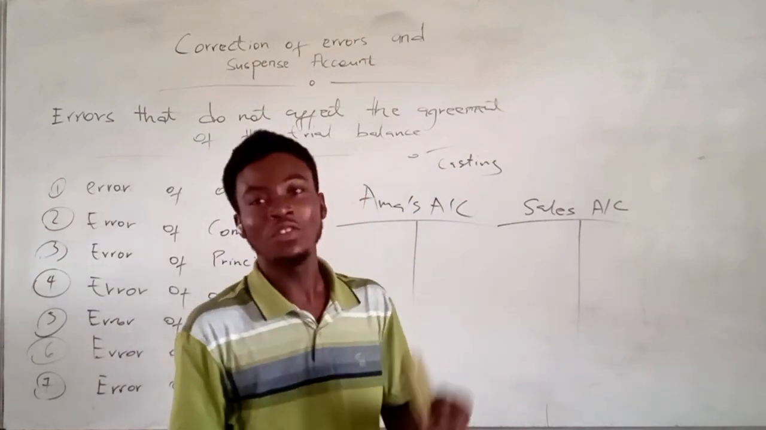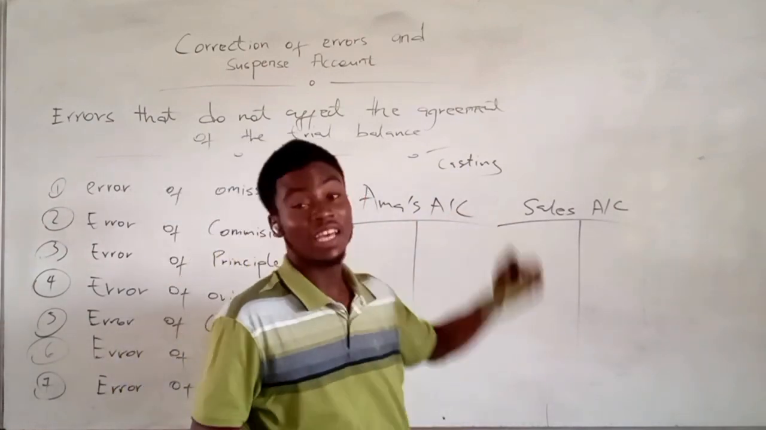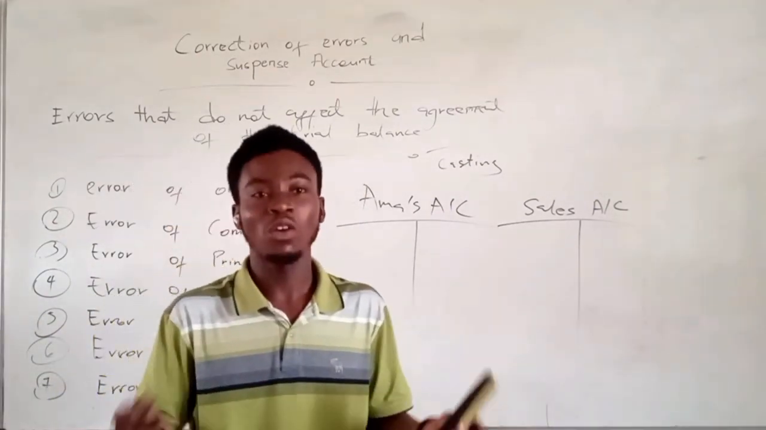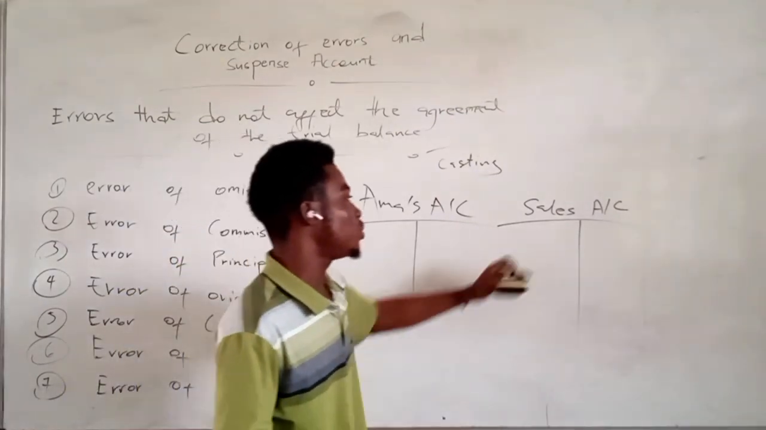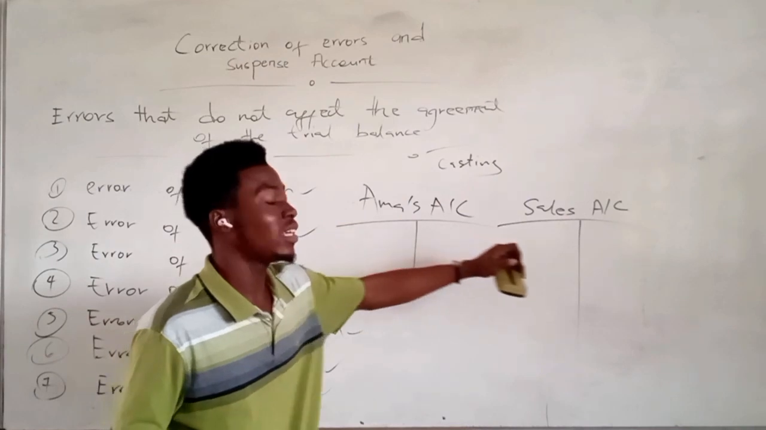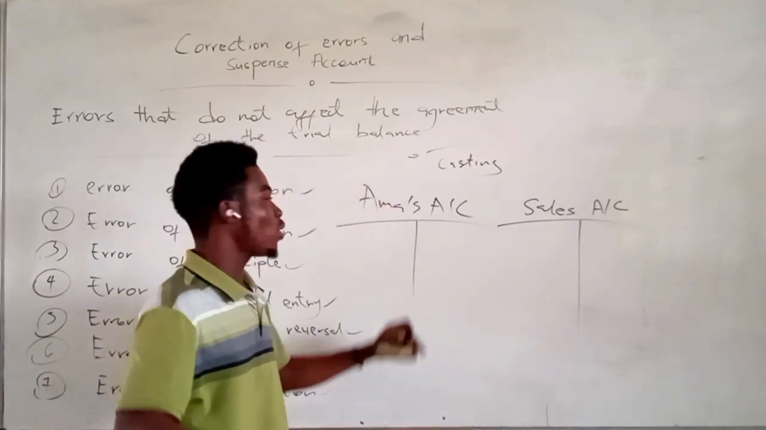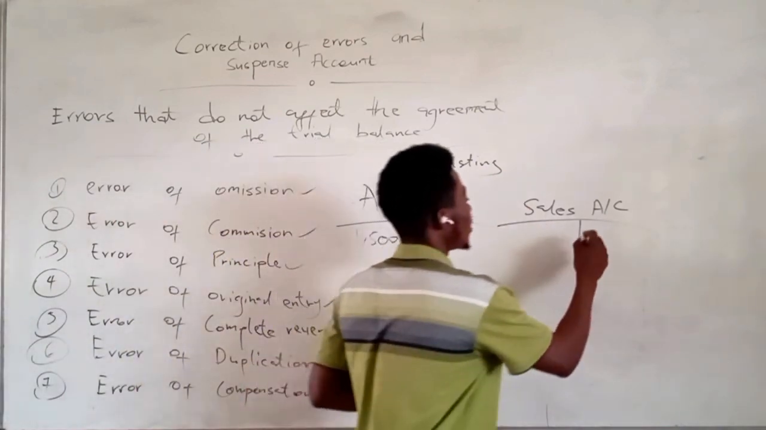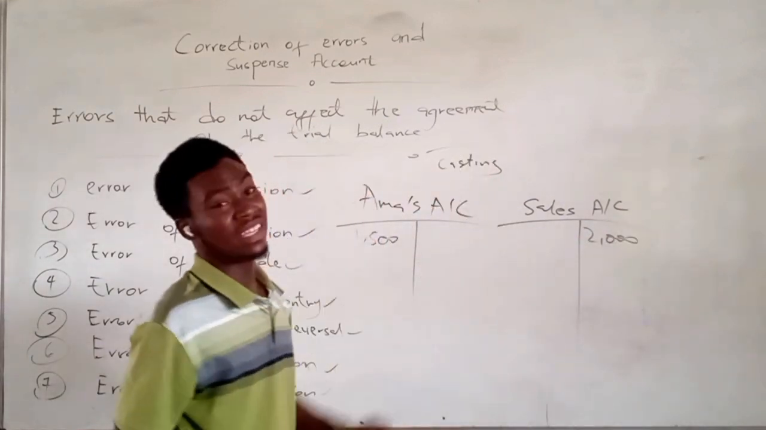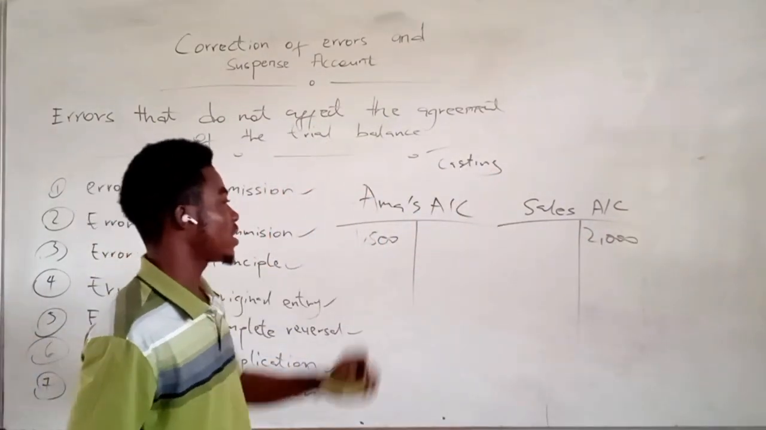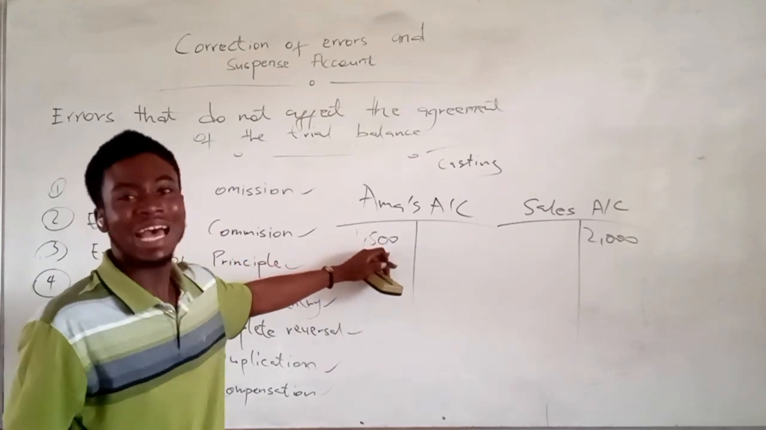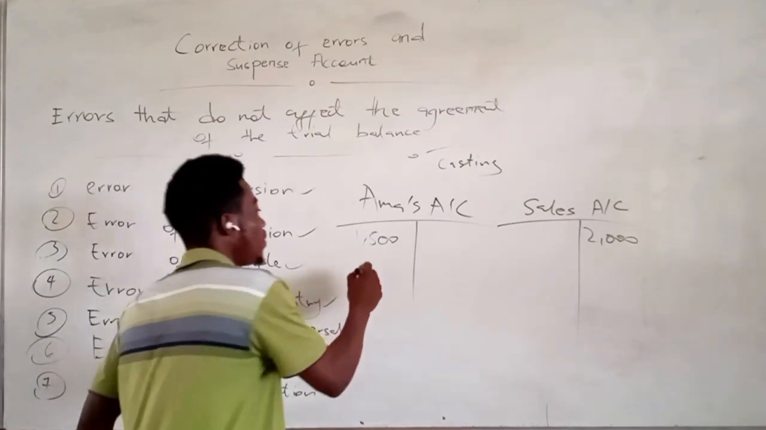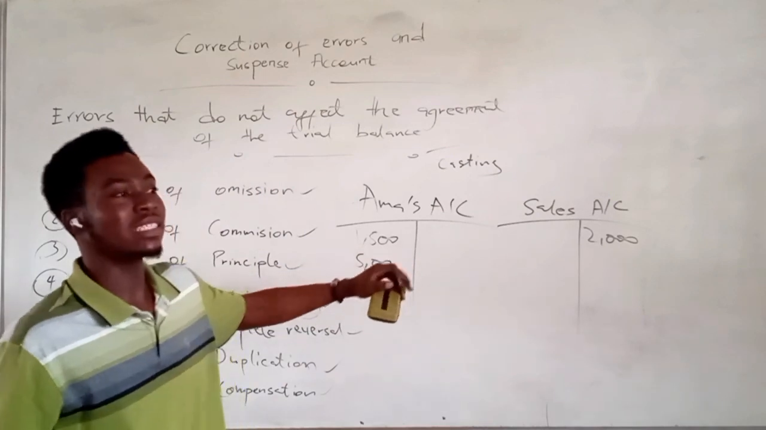Okay, so error of casting, either undercast or overcast. So let's say you have Amex account and sales account, and you made a transaction. Let's say Ama purchased goods on credit for 2,000 worth. So 2,000 has to be debited to Amex account and credited to sales account. But to record 2,000 here, we recorded 1,500 and recorded 2,000 here. This is going to affect the agreement of the trial balance. And in order to correct it, what do we do? We know that Amex account was undercasted by 500. So you just have to add it back to Amex account. So you debit Amex account with 500 to make the transaction correct.